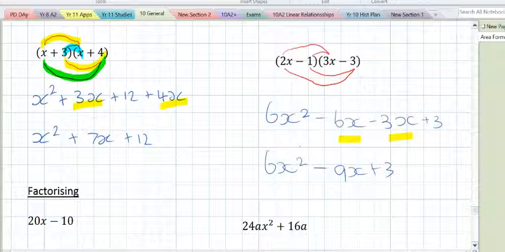Is that algebra? Yes, we're still under algebra. It's still part of algebra. So remember we did expanding brackets and simplifying and collecting like terms, and then we did some very, very simple factorising. But factorising is the most difficult part of the topic.